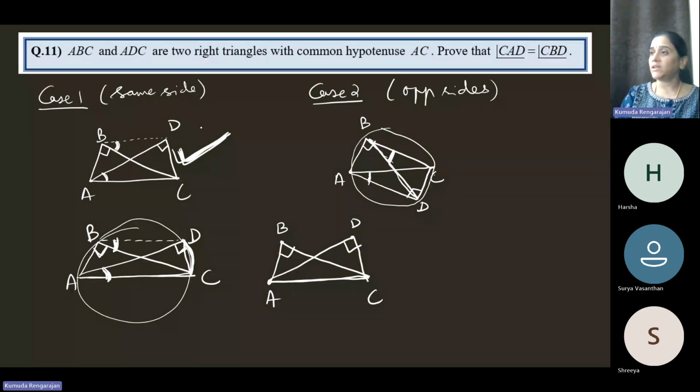If a line segment joining 2 points subtends equal angles at 2 other points lying on the same side of it, then the 4 points are said to be concyclic. It's a theorem.